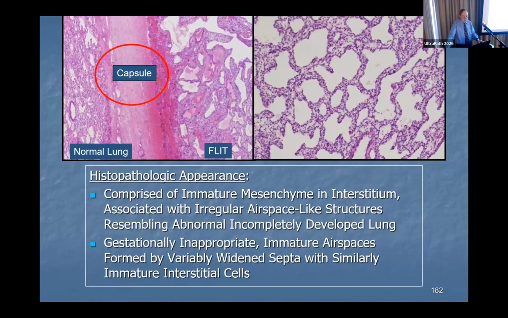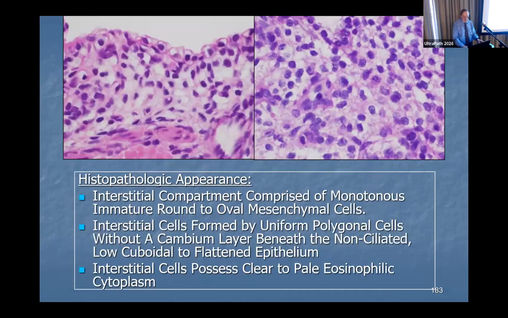It has a capsule around it. And when you look at the tumor, you can see again, it really mimics exactly like pulmonary interstitial glycogenosis. With this, it has a sort of immature mesenchymal cells in the interstitium. And here again, you can see this as well. The surface is actually coated by what looks like perhaps some epithelial cells, but the epithelial cells have a lot of vacuolization to them.